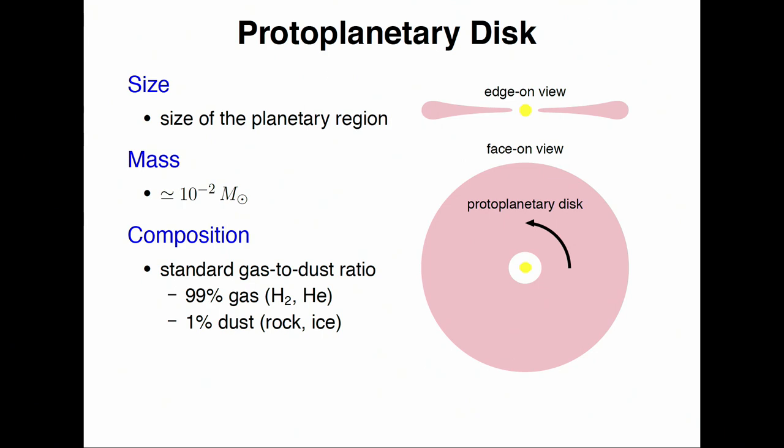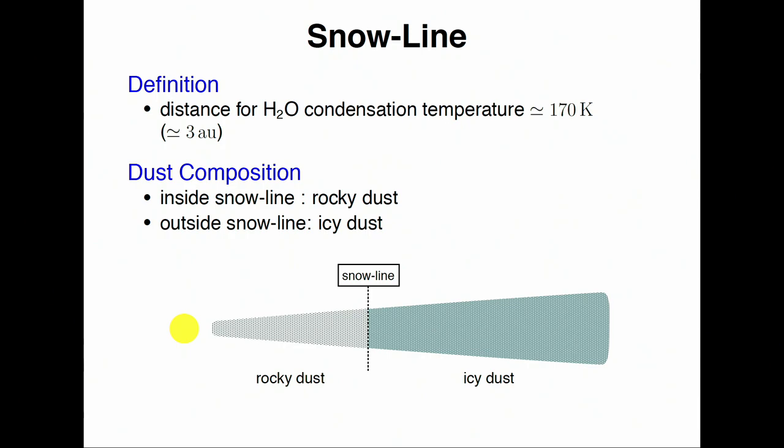And the composition is the same as the sun, which means the dust to gas ratio is only 1%, right? But also we have already heard from maybe Inga's and also Nadal's talk about this snow line. So the snow line is the border of the composition of the dust component.